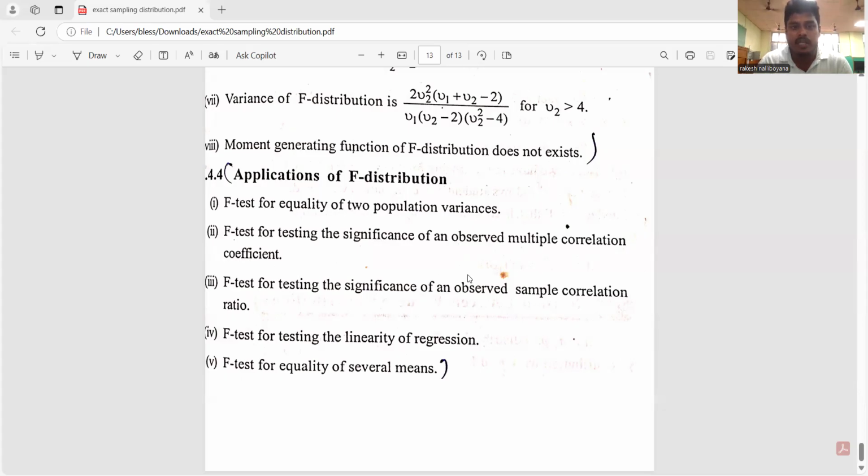The most important applications we have: one is the F test for equality of two population variances. We can apply the F test for checking equality of population variances, and also for testing the significance of the observed multiple correlation coefficient, and the significance of the observed sample correlation ratio, and also the F test for testing linearity of regression. So whenever our regression model is linear, we can test it through the F test, and also we can check the equality of several means.